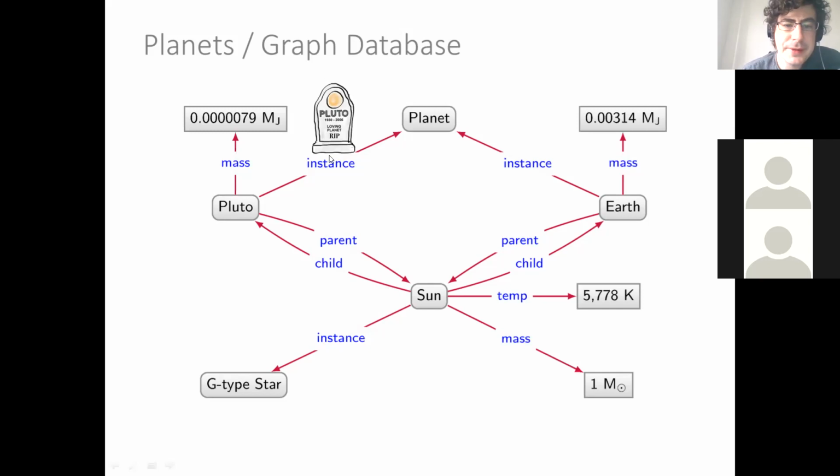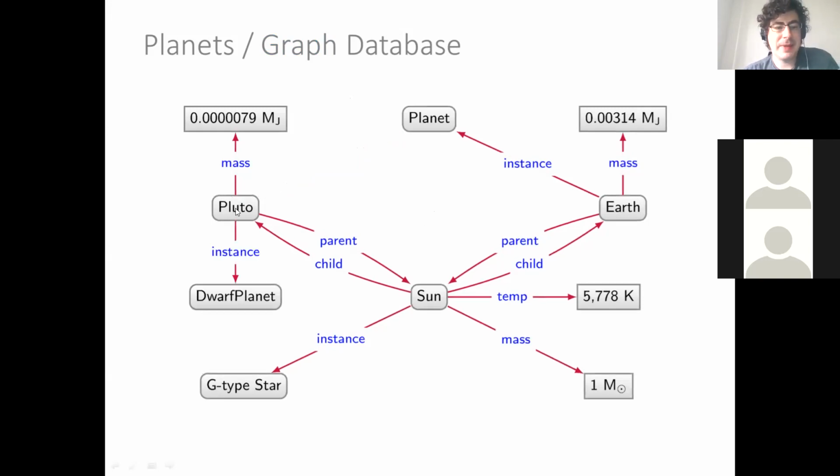Okay. So if we come to this point and now we say that Pluto is no longer a planet, what do we need to do? It's nothing dramatic, right? We drop this edge. Pluto is no longer an instance of planet. No worries. And then we just add a new node, dwarf planet, and we connect Pluto directly to dwarf planet. And we're good, right? So if we want to model exoplanets, that's fine as well.